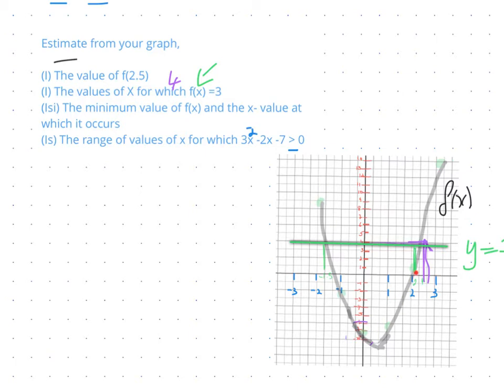The next one says, find the minimum value for which f of x, remember this is f of x, this curve I've just drawn, and the x value at which it occurs. The minimum value of f of x and the x value at which it occurs. Where is the f of x at its minimum? You can see here I'm going to use a line to show you, and I might go with a yellow line this time.